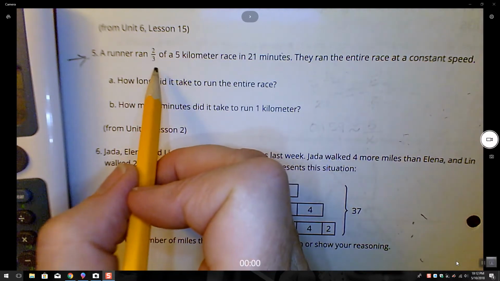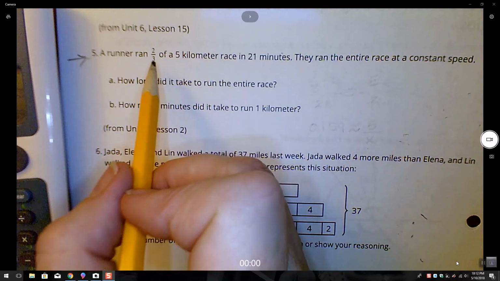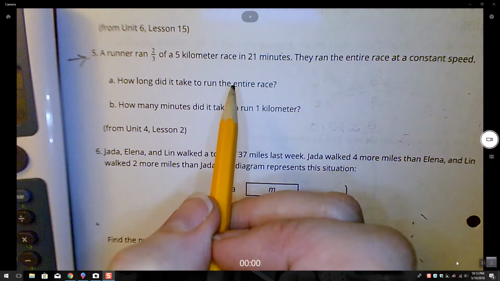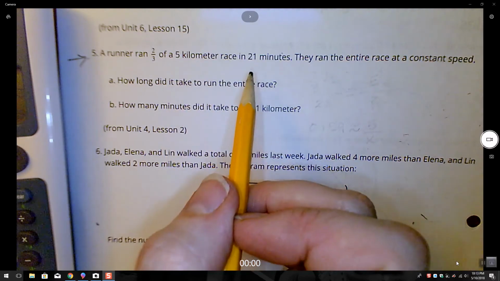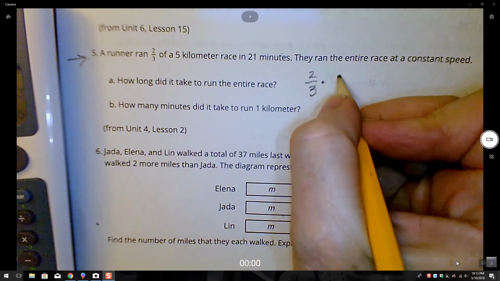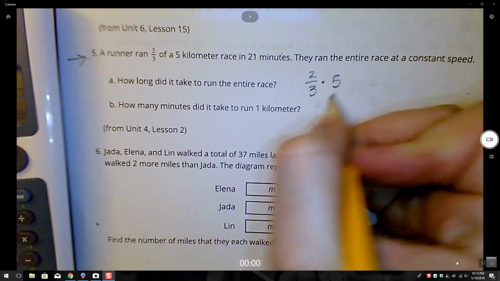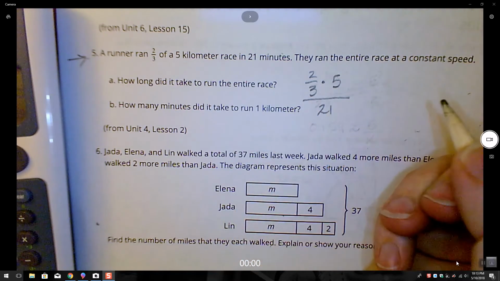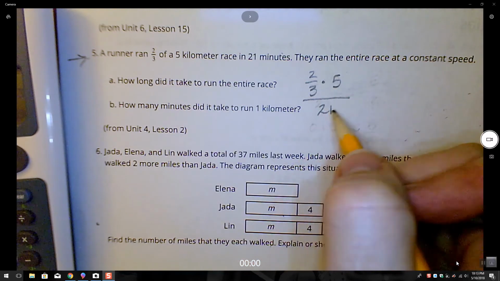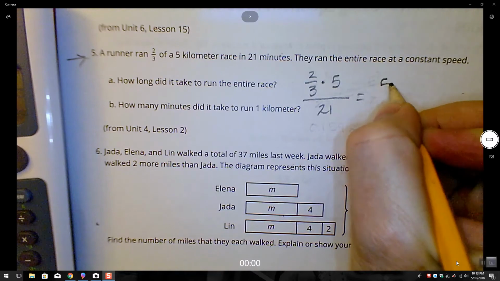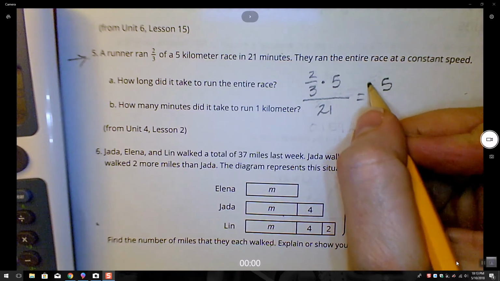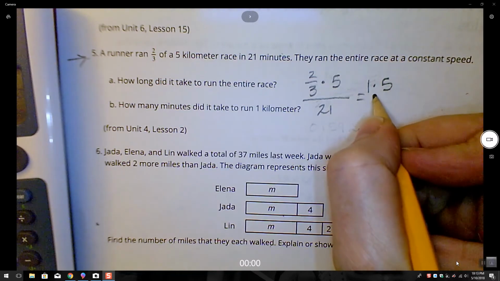Well, we can look at this as the runner running 2/3 of 5 kilometers per 21 minutes. It's sort of like saying miles per hour, only it's kilometers per 21 minutes. So I could write it this way. 2/3 of 5 kilometers is 2/3 times 5 kilometers per 21 minutes. And we're trying to figure out how long it took to run the entire race. Well, we know how long it took to run 2/3 of it. So how long would it take to run 5 kilometers, the entire race? That would be actually one whole race times 5, which is 5.